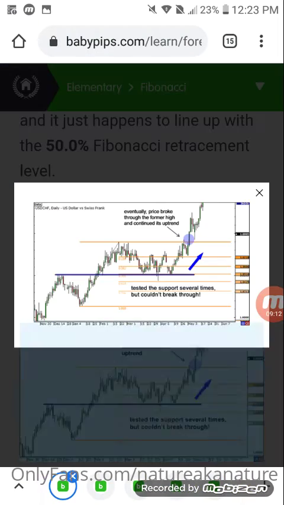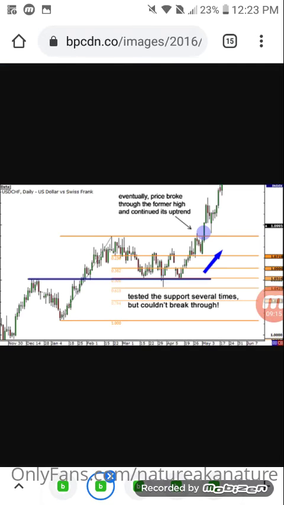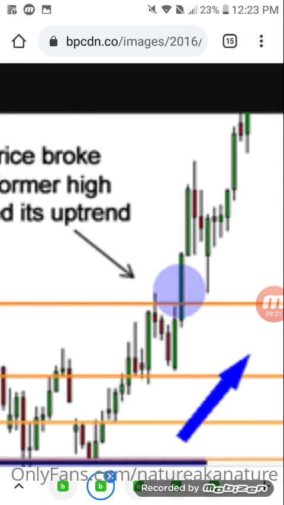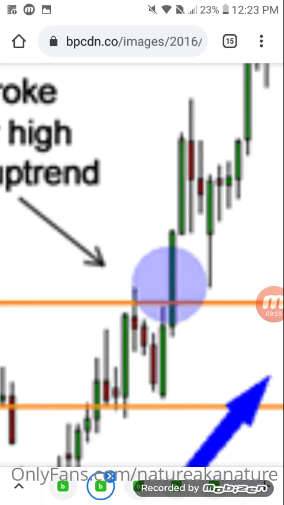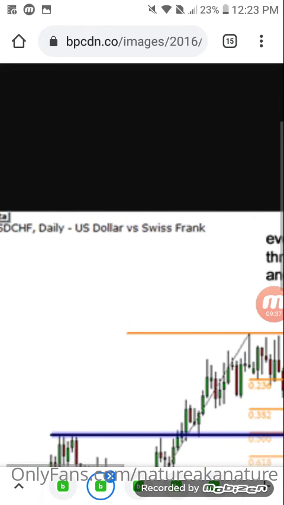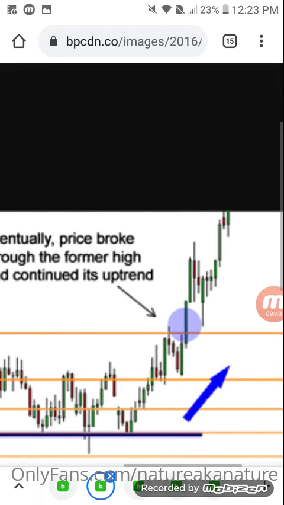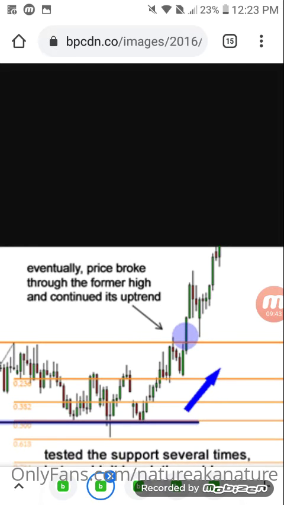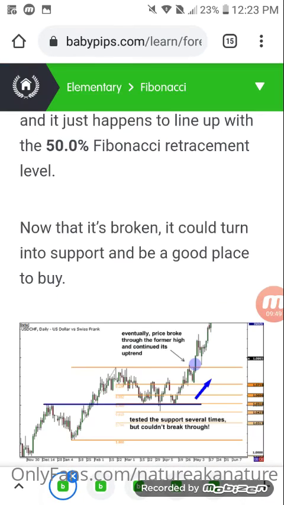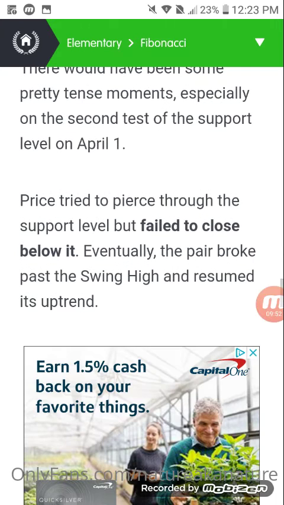This is the swing high. This is the swing low. This is the swing high. Price eventually breaks through the swing high right here with this green bullish candlestick. It's very bullish. It's a green Marubozu candlestick, or a white Marubozu candlestick, which is a very bullish candlestick, meaning that price wants to continue up. Once it breaks through the swing high, this is how you know that price continues back in the uptrend. Eventually the pair broke past the swing high and resumed the uptrend.